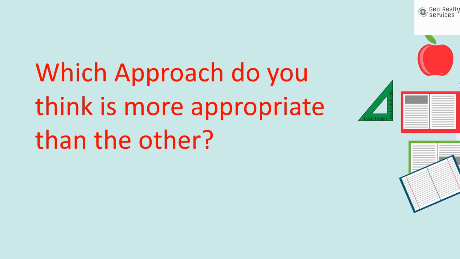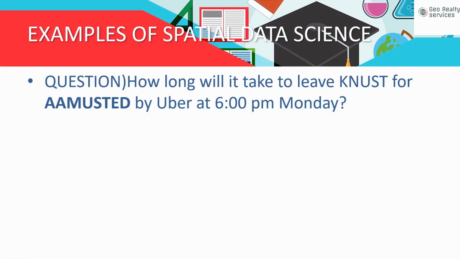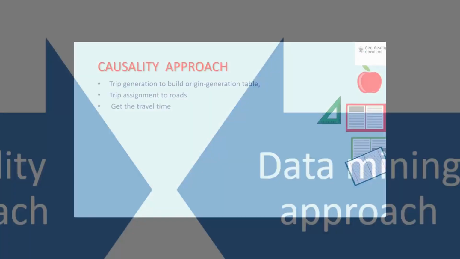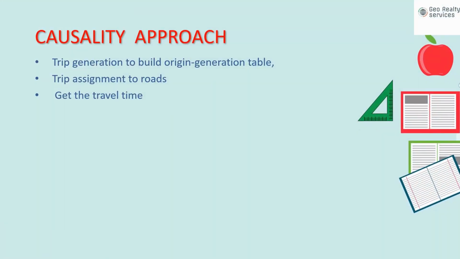The next problem is how long will it take to travel from KNUST to Amstead by Uber at 6 o'clock p.m. on Monday? There are two approaches in solving this spatial problem. One is the causality approach and the other one is the data mining approach. The causality approach takes steps such as trip generation to build an origin generation table, mode split about decision making of transportation type, trip assignment to routes, and then get the travel time estimation.